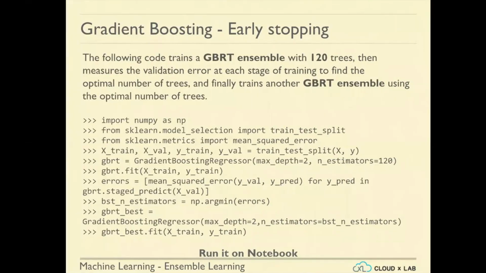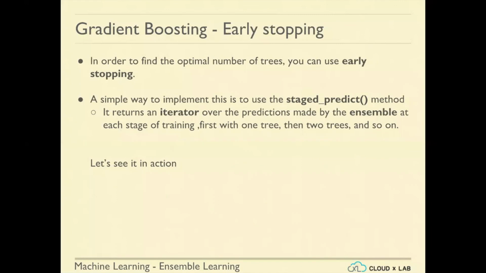All right. So there is a way to stop early. A simple way to implement this is using the staged_predict method. It returns an iterator over the predictions made by the ensemble at each stage, and we can basically stop whenever we want. So that's the one.